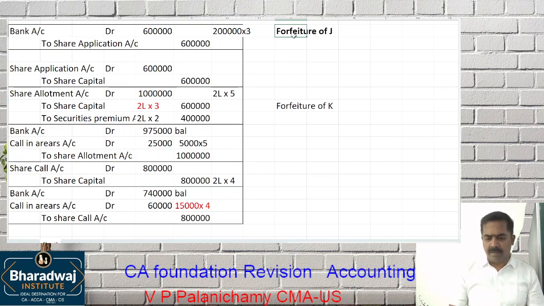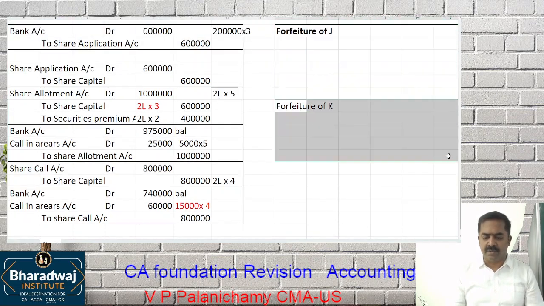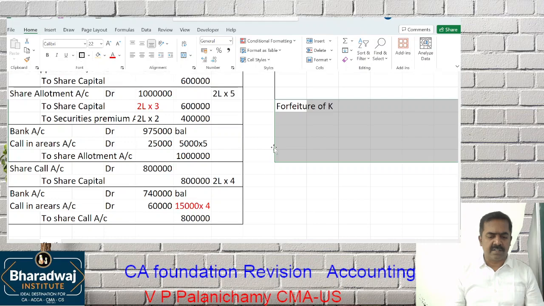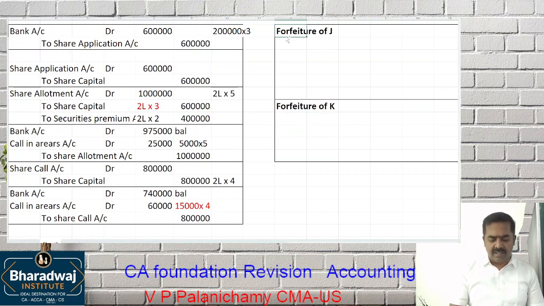Sir, can I combine and pass the entry? Yes, but it will lead to some confusion with respect to calculation because all the shares are not reissued. We cancelled how many shares? 5,000 plus 10,000, 15,000 shares are cancelled, but when reissuing, only 10,000. So it's better to pass a separate entry so that the capital reserve calculation will be helpful.